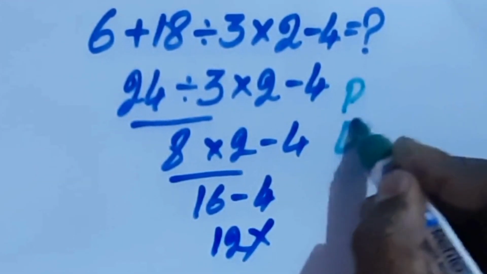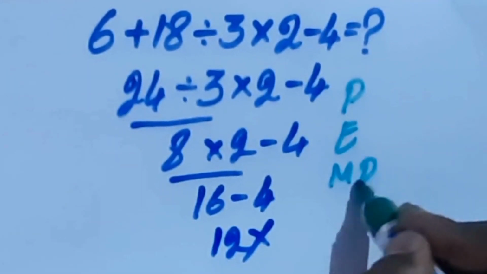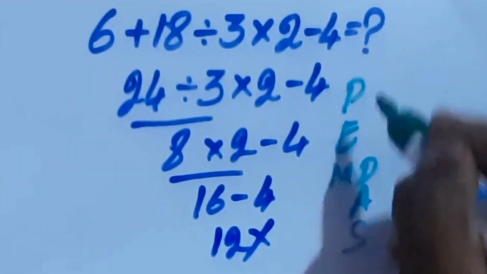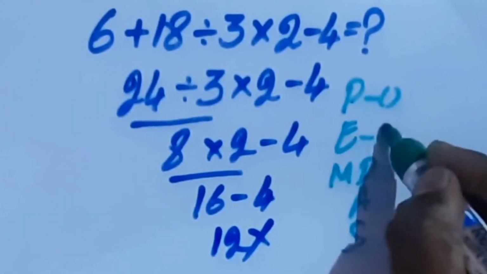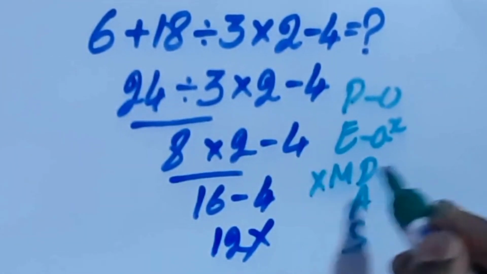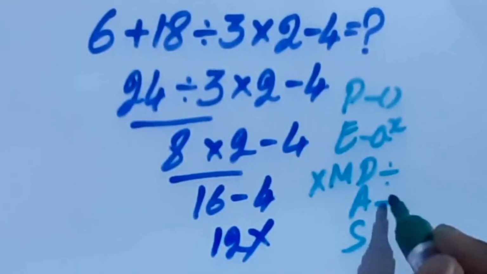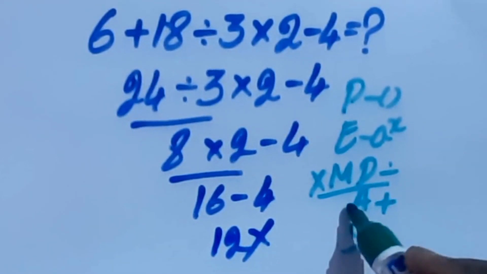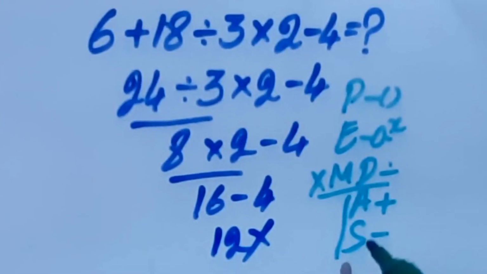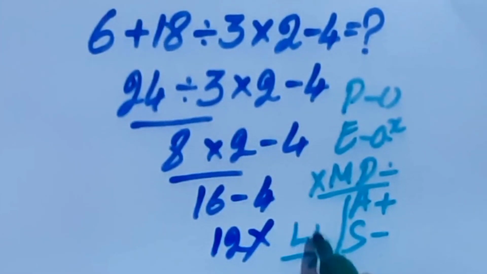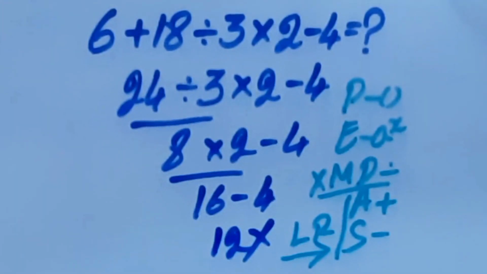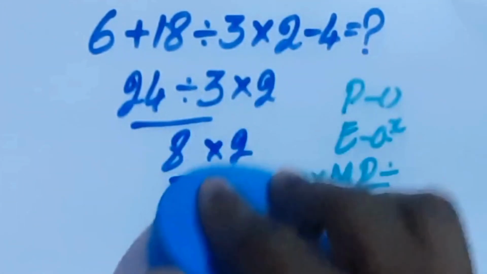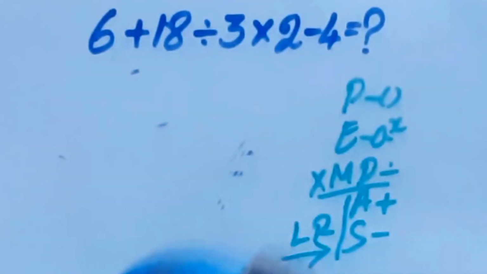Here we are going to introduce this PEMDAS rule from order of operations. Here this is a bracket, higher priority, this is exponent. M stands for multiplication, D stands for division, A stands for addition, S stands for subtraction. Multiplication and division are equal priority, also addition and subtraction are equal priority. For equal priority, we are going to introduce another rule called left to right in the problem. Now we are going to solve this problem in the correct way by using this order of operations PEMDAS.